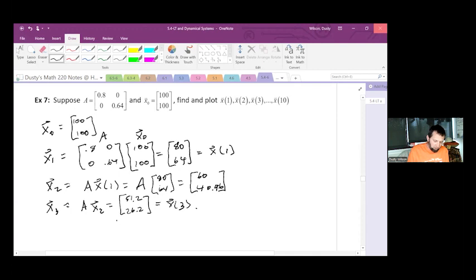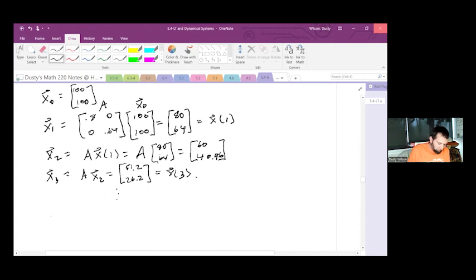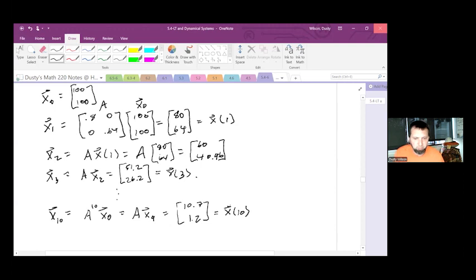And continuing on in each manner, notice that we're multiplying by A each time. So, for example, x10 would be A to the 10 times x0, or you can think about it as A times x9. And all of these, when you run all the calculations, would leave you with 10.7 and 1.2. Again, we could call this x10 or x(10), whichever notation you prefer.